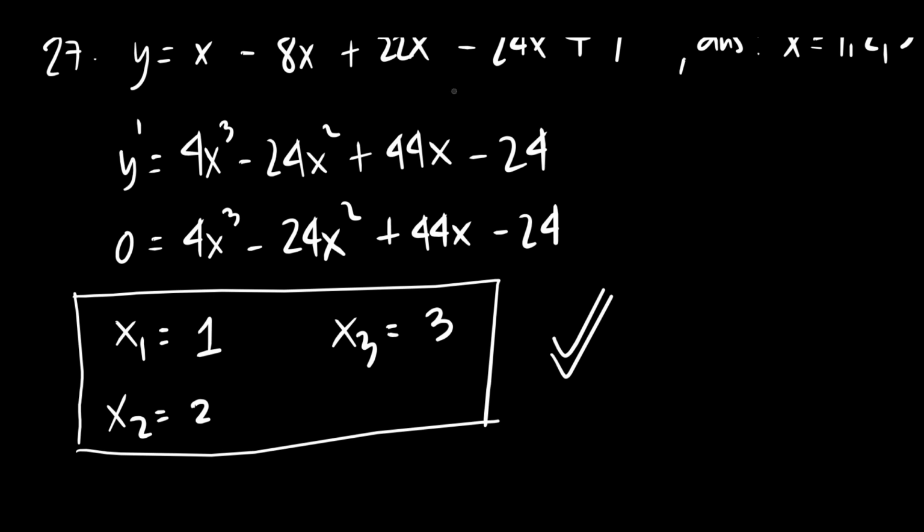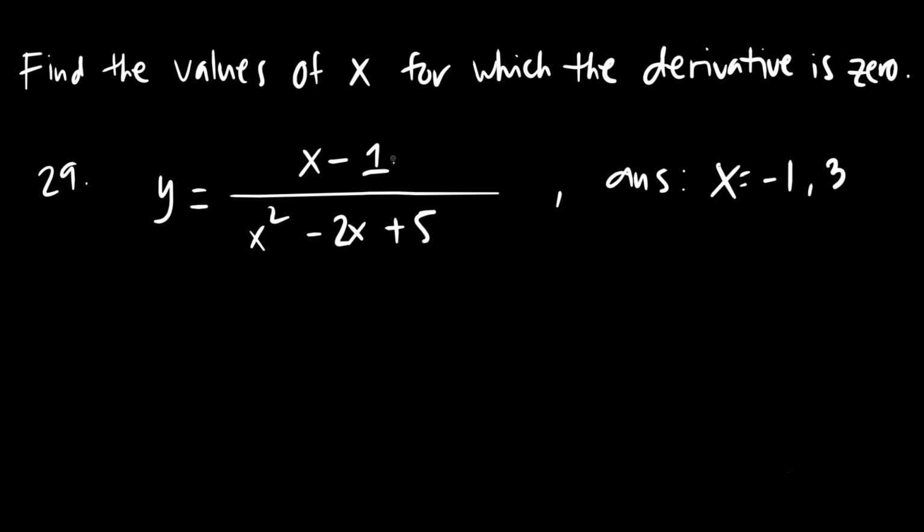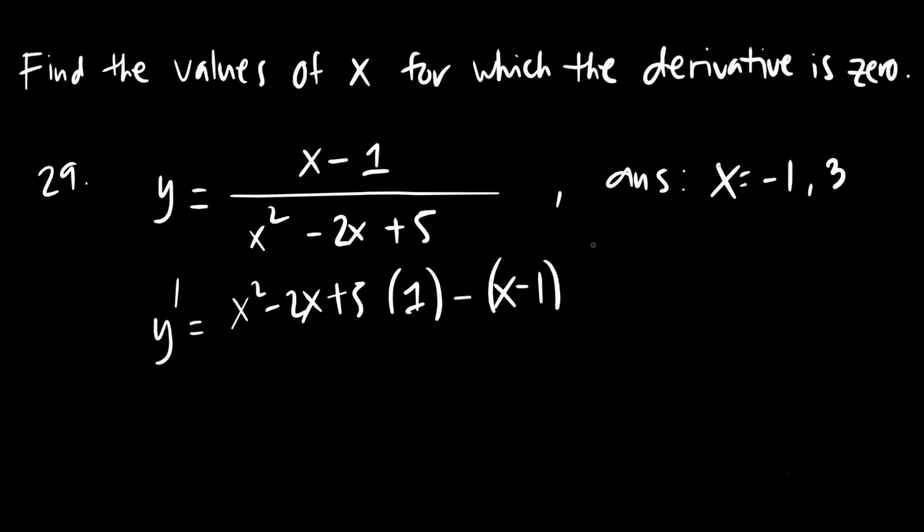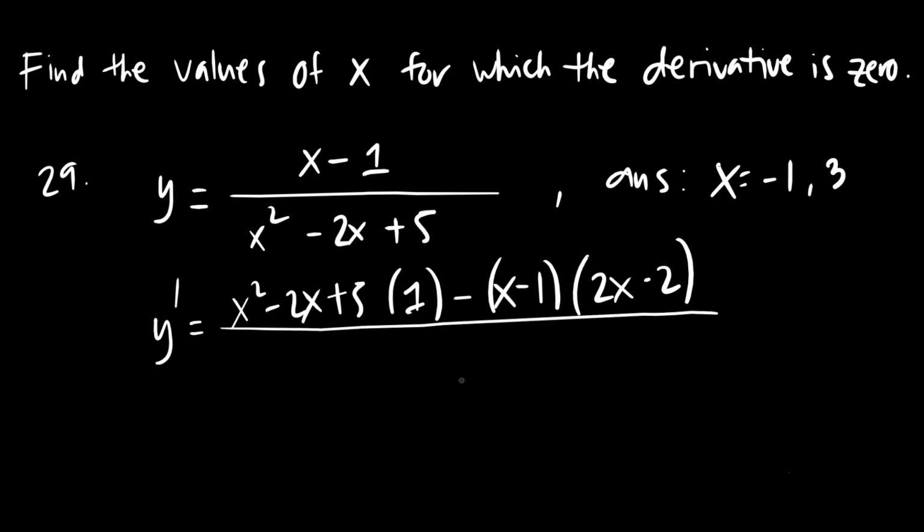So let's proceed to number 29. For number 29, y is equal to x minus 1 all over x squared minus 2x plus 5. We get its first derivative and then equate to 0. So y prime is equal to x squared minus 2x plus 5 times the derivative of x minus 1, which is just 1, minus copy x minus 1 times the derivative of the denominator, which is 2x minus 2, all over x squared minus 2x plus 5 squared.